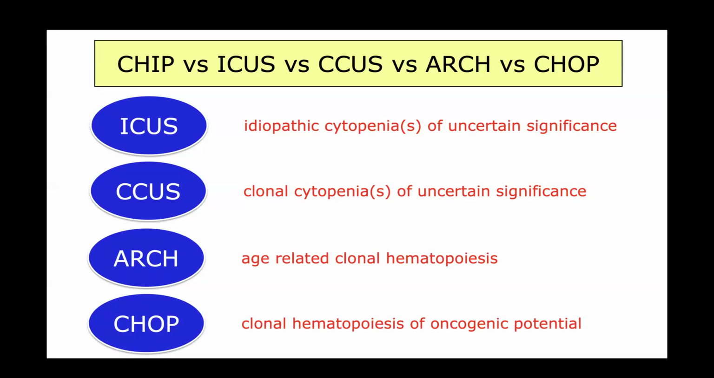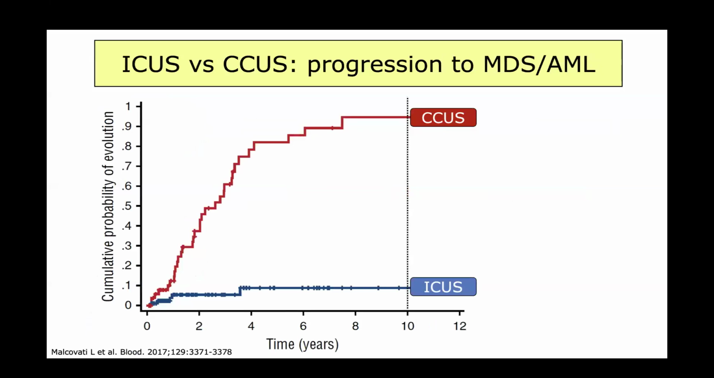And a few others have emerged over the years. But in this great study published by Luca Malcavati from Italy a number of years ago, shows the importance of distinguishing ICAS from CCAS. ICAS is just a cytopenia with no mutation, whereas CCAS is a cytopenia with a mutation, with a very dramatic difference in the cumulative probability of evolving to a myeloid malignancy, 9% in ICAS, 95% in patients with CCAS after following them for a decade.